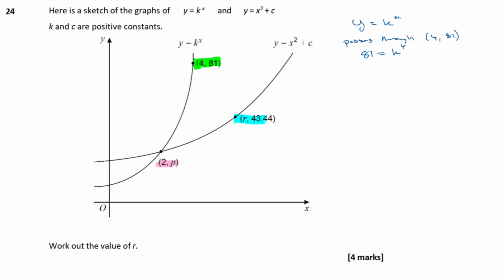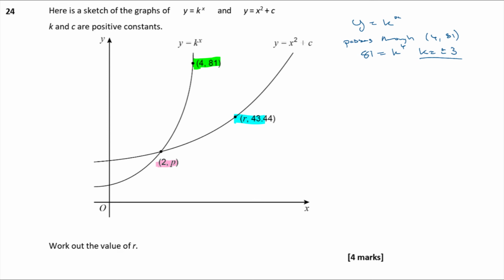Okay. So what could k be then? Well, k could be either negative 3 or positive 3, couldn't it? Because 3 times 3 is 9, times 3 is 27, times 3 is 81. So k is going to be plus or minus 3. There are two possible values of k there. I don't know if that is a problem or not.